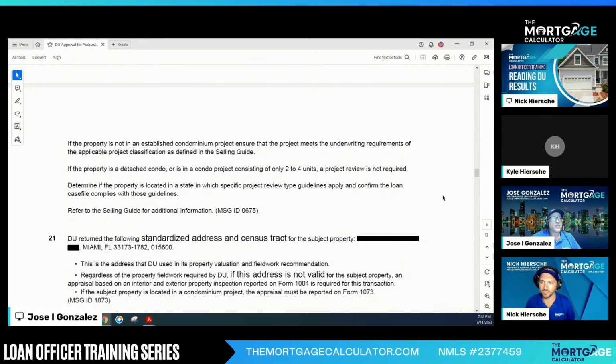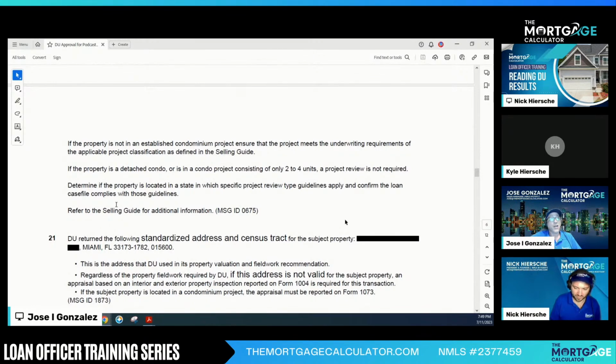So if the property is not in an established condominium project, ensure... okay, so we'd have to read the guide to see what they mean by that. If it's a detached condo, real interesting one here now. There are such things as single, detached, single family type looking condos. So if it's a detached condo or a project consisting of only 2 to 4 units, a project review is not required. That means you don't need the condo questionnaire. Totally. Real good situation there.